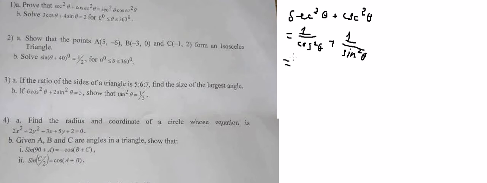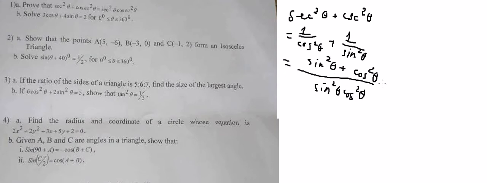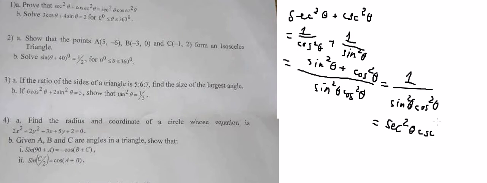And then we take the common denominator. So you get sine theta squared plus cosine theta squared, multiply this in here. So you get 1 over sine theta squared cosine theta squared. And this is the same as secant: 1 over cosine theta squared stands for secant of theta squared, and this one you get cosecant of theta squared. And we have just proved this.